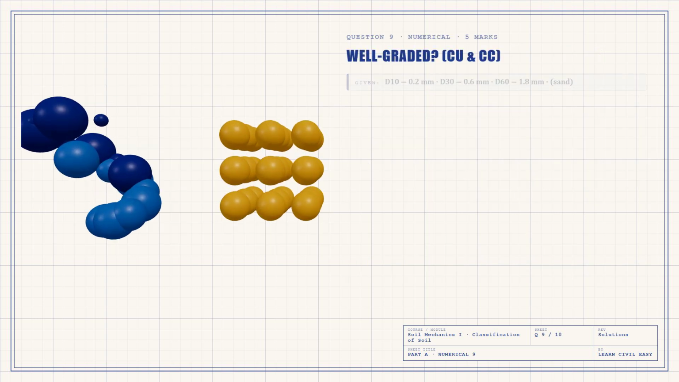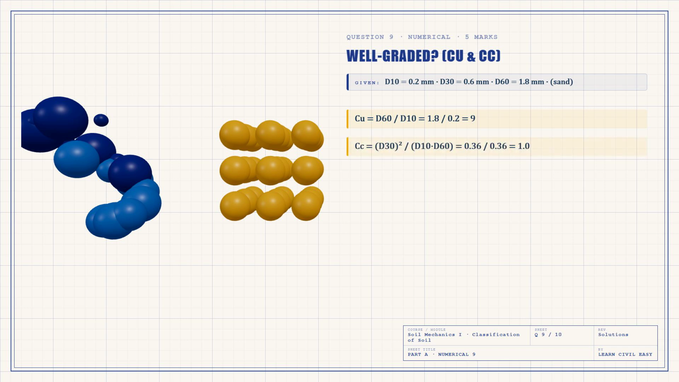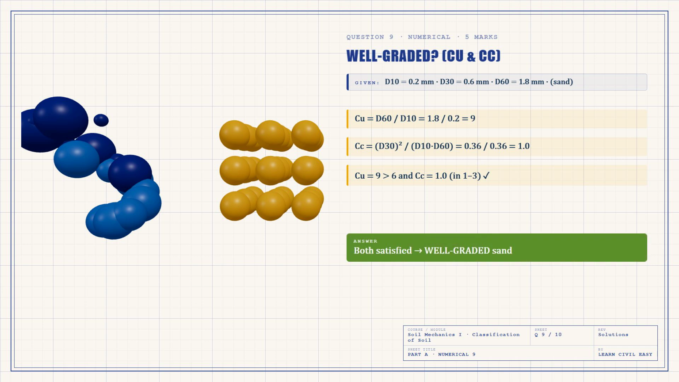Question 9. A numerical. We are given D10 equals 0.2, D30 equals 0.6 and D60 equals 1.8 millimeters for a sand. Step 1. Cu equals D60 over D10, that is 1.8 over 0.2, which is 9. Step 2. Cc equals D30 squared over D10 times D60, that is 0.36 over 0.36, which is 1.0.